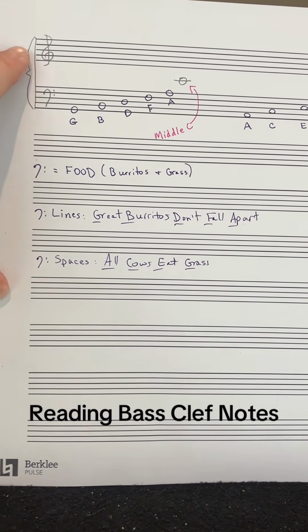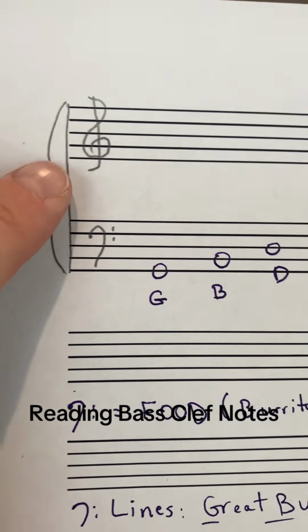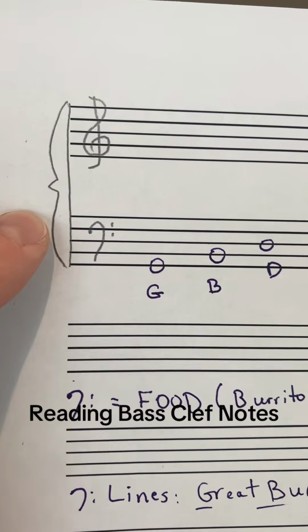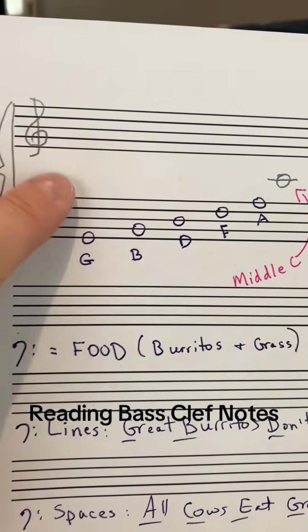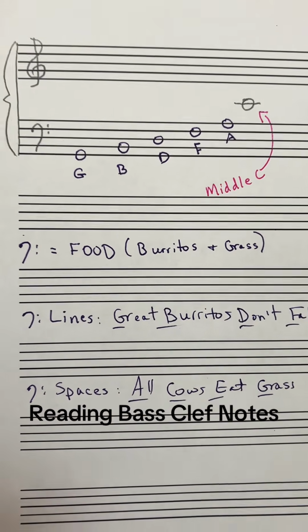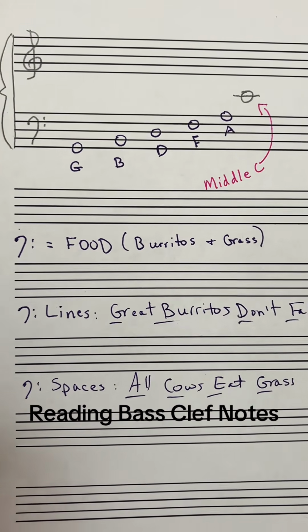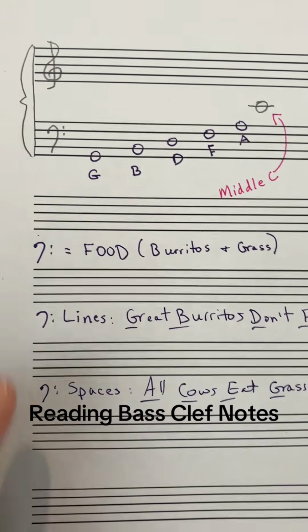So when you see a treble clef and a bass clef joined together by a line and a brace, then you know that everything that's happening inside the treble and the bass clef is happening at the same time. We'll talk more about that later, but for right now, I'm mentioning that because I want us to talk about the placement of these notes.